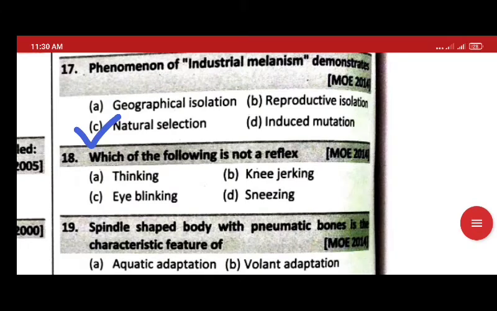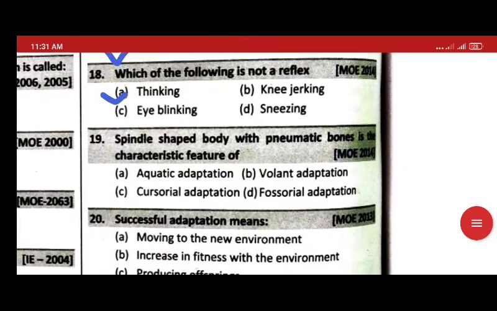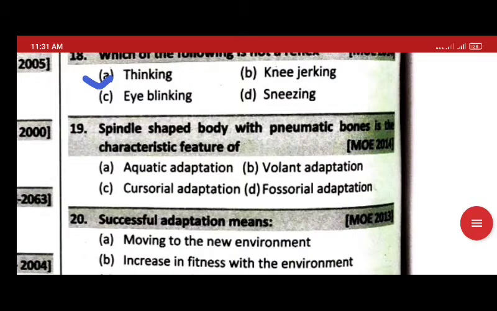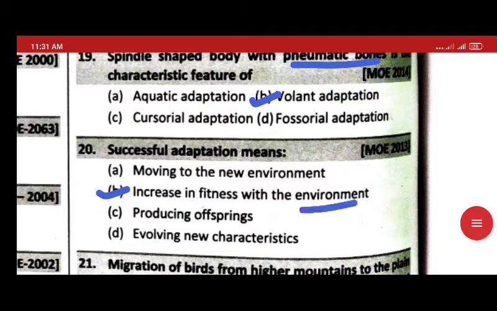Which of the following is not a reflex? Not reflex among them is thinking, because thinking is a characteristic of the brain, not a reflex. Spindle-shaped body with pneumatic bone is a characteristic of which bird? That is volant adaptation, or successful adaptation, which means fitness in the environment.